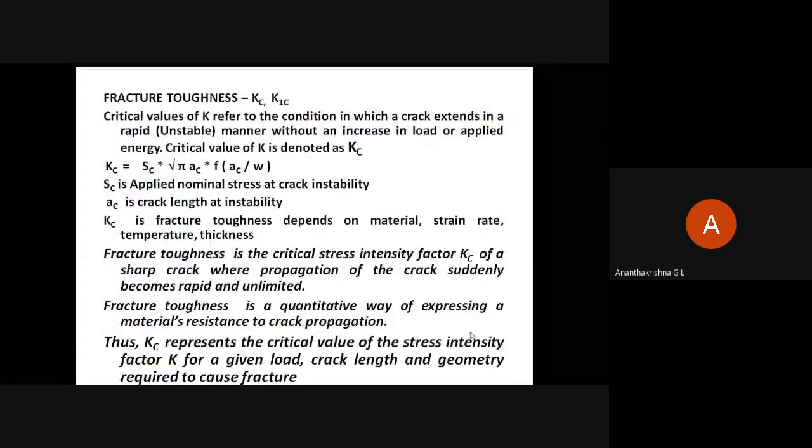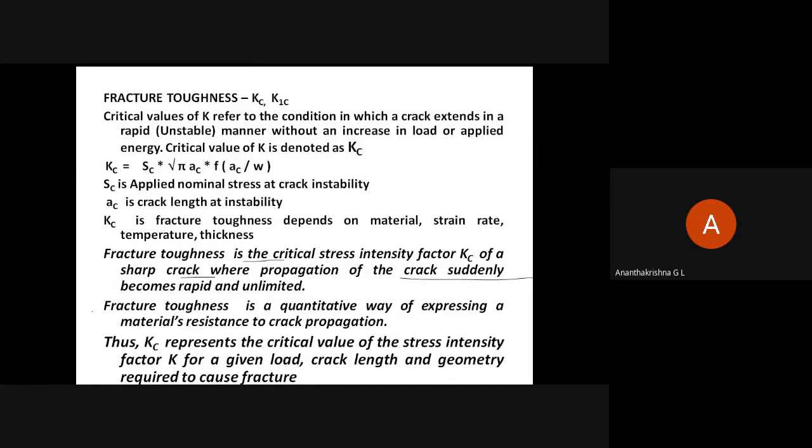All right. So where the propagation of the crack suddenly becomes rapid and unlimited, the crack will grow in an unstable manner. Also, the use of fracture toughness is that it gives you a quantitative way of expressing a material's resistance to crack propagation. So the more the fracture toughness, the more the material's resistance to crack propagation, and then the better the component's working. That is the importance of fracture toughness.